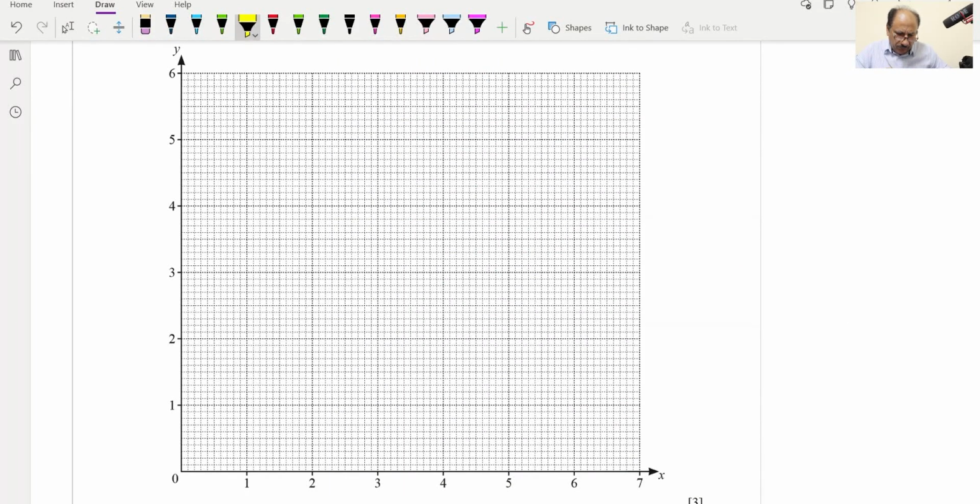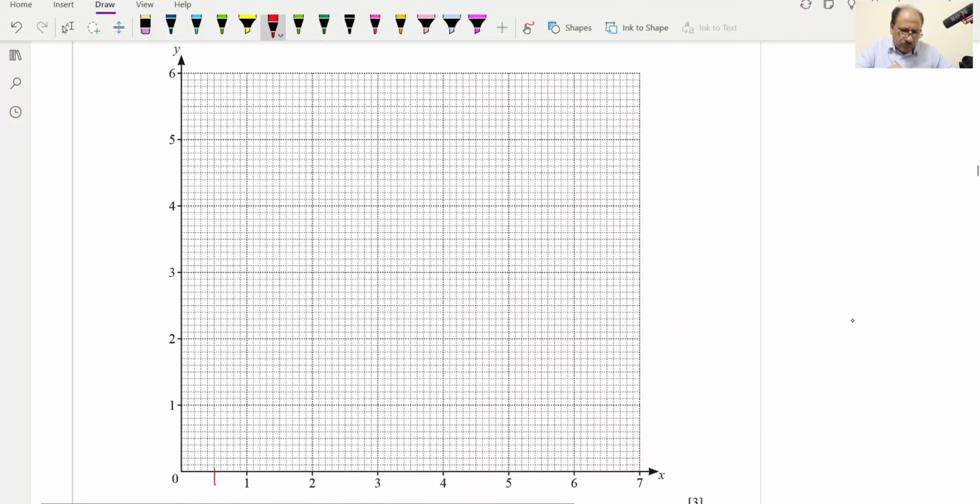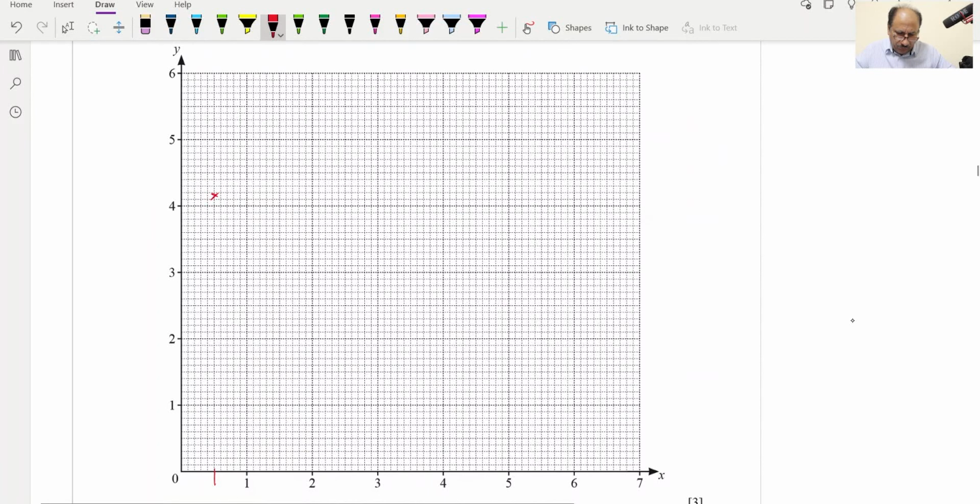0.5 will be the middle point, which is this one, so this one, and 2 point, this will be for 0.5, it is 4.13. So 4 point, this reference we are taking. 4.13 will be like over here, and then next value is 1 and 2.25.